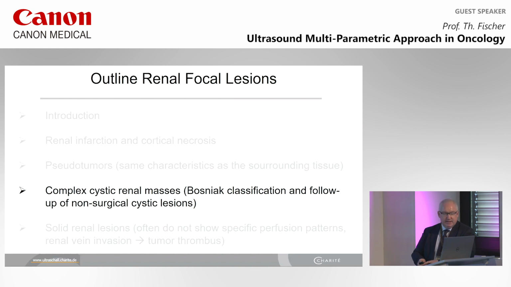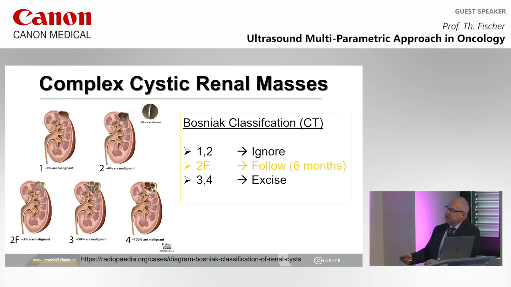So that means we have to deal with complex cystic renal masses, including a Bosniak classification. And this is how it looks like. And ultrasound is an ideal tool to make a decision between 1 and 2, that means ignore, and 3 and 4, that means excise. And the major problem is the 2F category for these cystic lesions in our oncological patients. And so therefore, we use a lot of contrast application.